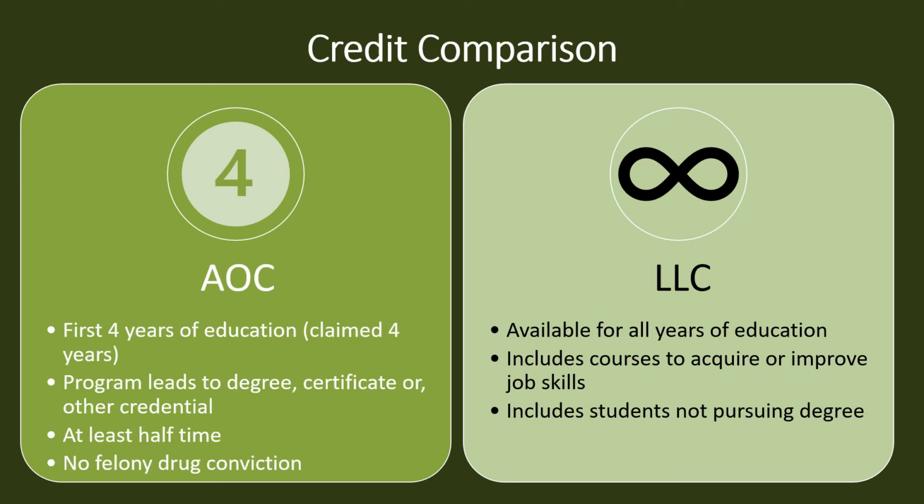Continuing on with our comparison, again, as we talked about before, American Opportunity Credit, first 4 years of education, claimed for only 4 years. And the student needs to be in a program that leads to a degree, a certificate, or other credential. They have to be a student at least half-time, and the student cannot have had a felony drug conviction. The Lifetime Learning Credit, on the other hand, is available for all years of education, and it includes courses to acquire or improve job skills. And this can include students who are not pursuing a degree.